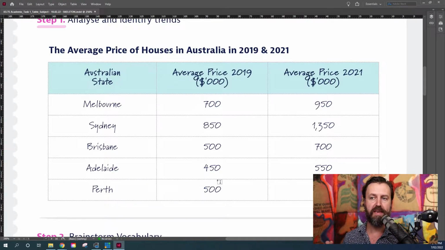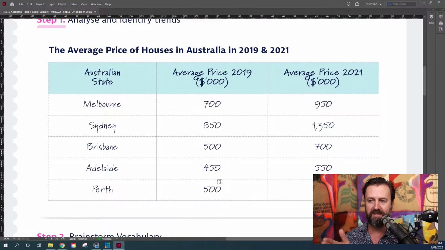So for example, the average house price in Melbourne in 2019 was 700,000. The average house price in Sydney in 2021 was 1.35 million. So obviously it's in hundreds of thousands, so that 1,350 is actually 1,350,000. Now, the first question I always ask is, at first glance, what do you see? At first glance is literally when you look around and you see something for the first time. In the immediate, what do you see straight away?